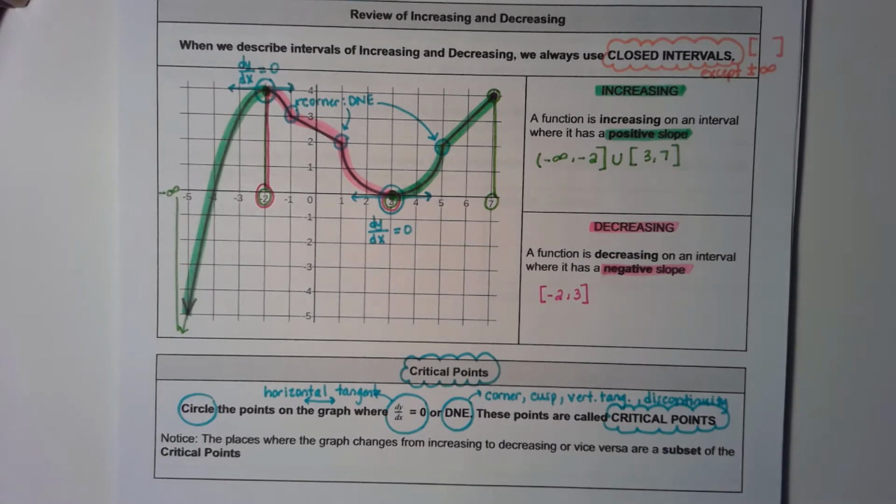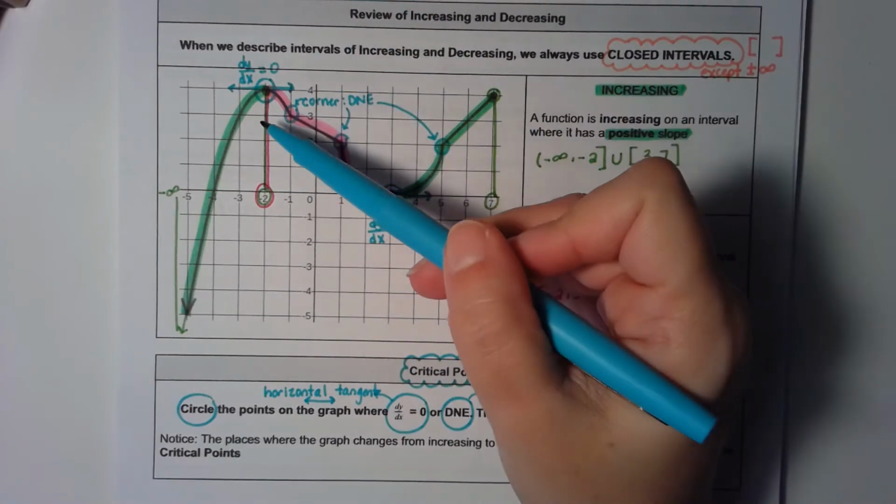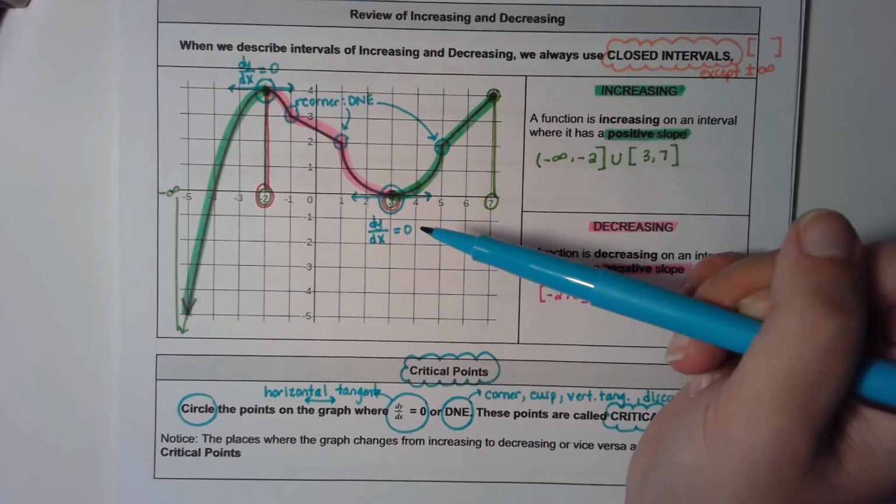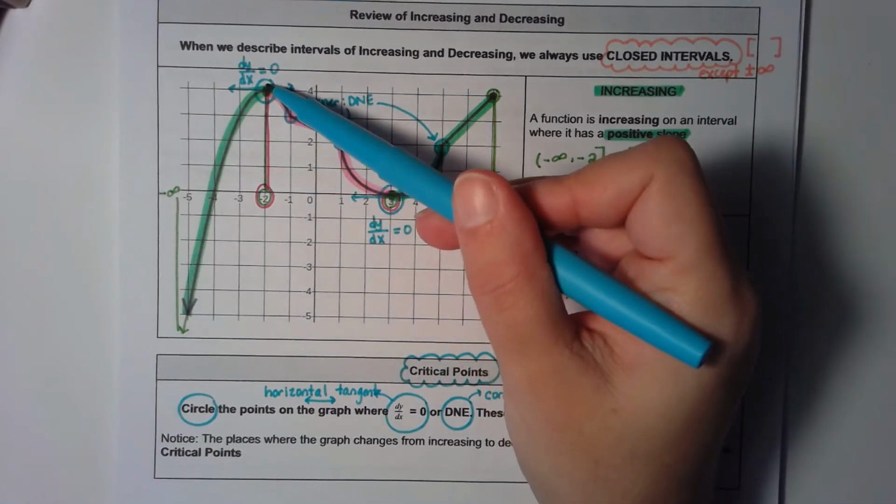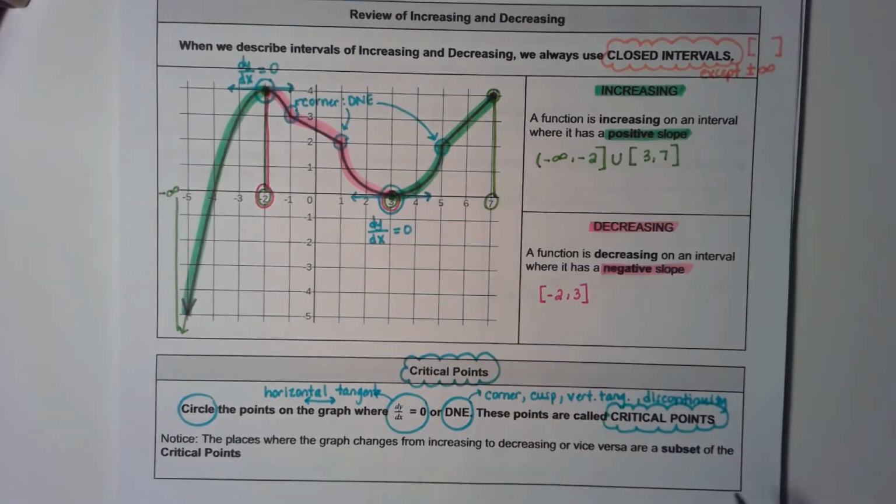Now, what I want you to notice is that each of the places where the graph changes from increasing to decreasing, so one place would be here and one place would be here, where it changes from increasing to decreasing or vice versa, is a subset of the critical points. So in other words, if you want to find these places without having a graph in front of you, if you find the critical points, then you have found the places where the graph changes from increasing to decreasing. The only issue is you might have some extra values in there. You might have some critical points that are not places where the graph changes from increasing to decreasing.